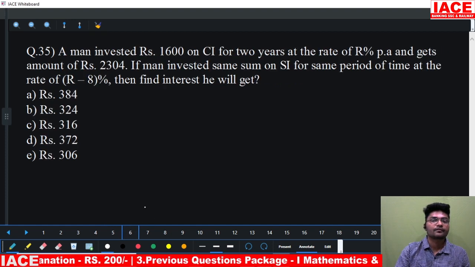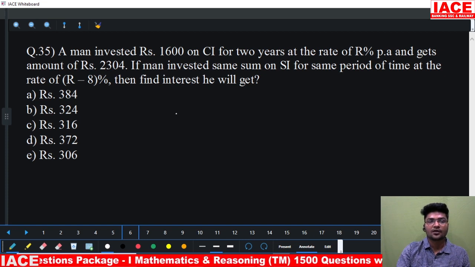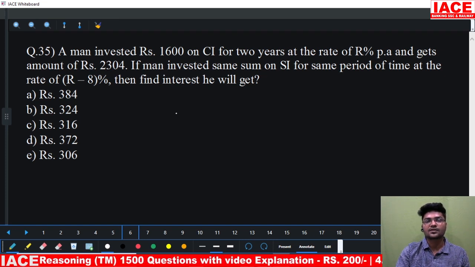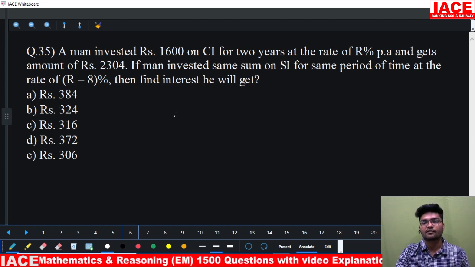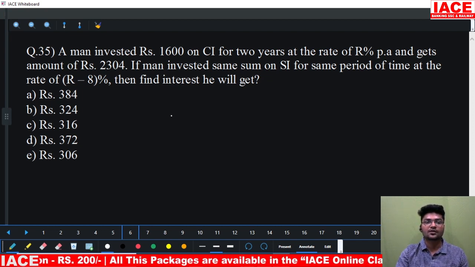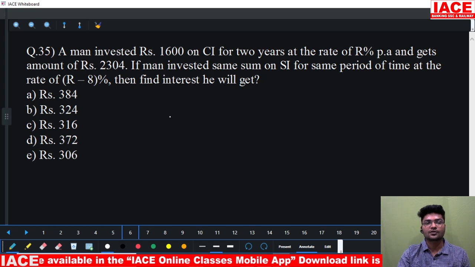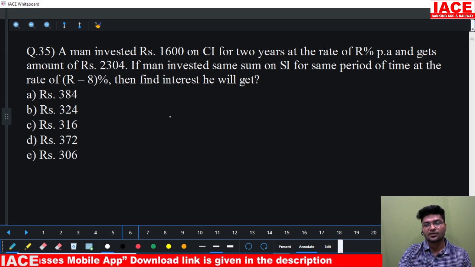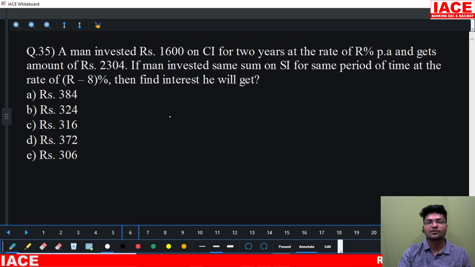Next question. Question number 35 says a man invested 1600 rupees on compound interest for 2 years at the rate of R percentage per annum and gets an amount of 2304. If the same amount is invested on simple interest at R minus 8 percentage, find out the interest.